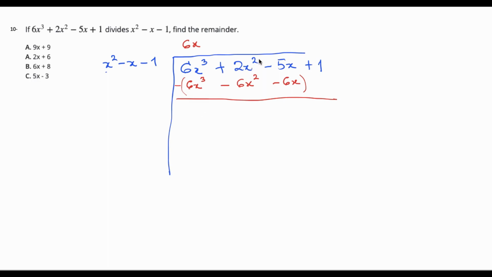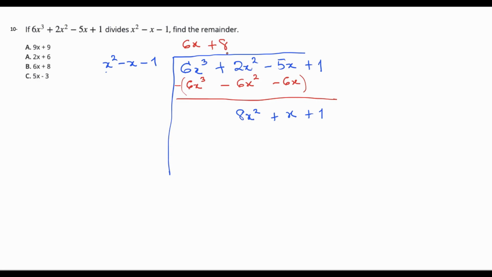So now we have 2x² plus 6x², and that's going to be equal to 8x². And now we have −5x plus 6x, and that's going to be equal to plus x. And then we can bring down our 1 here. Now the next thing is you take the first term here again and you divide it by x² again. So 8x² divided by x² is going to give us plus 8.